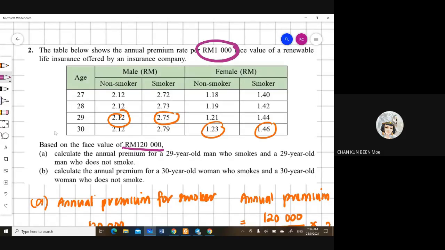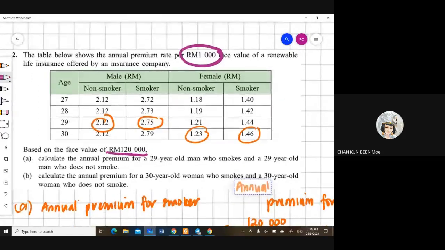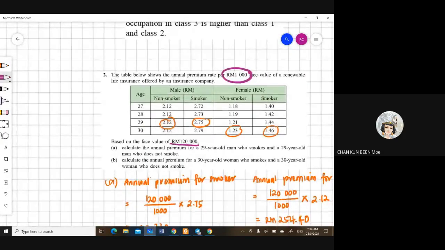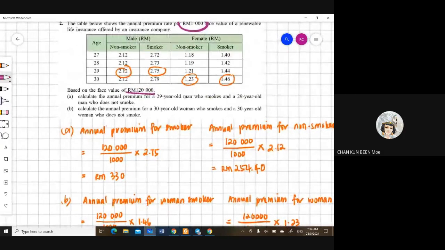So if 29 years old, you refer to 29 here. And then for non-smoker, this is the row, and for smoker, this is the row. Down here, I've already shown you the working out. Okay, so you can look at the answer for A over here.